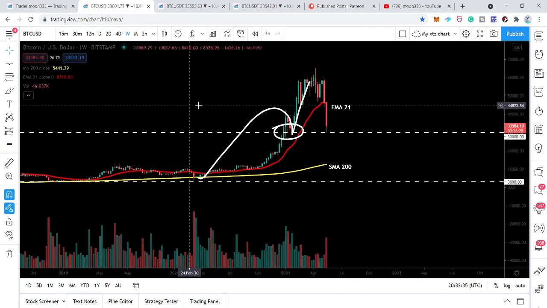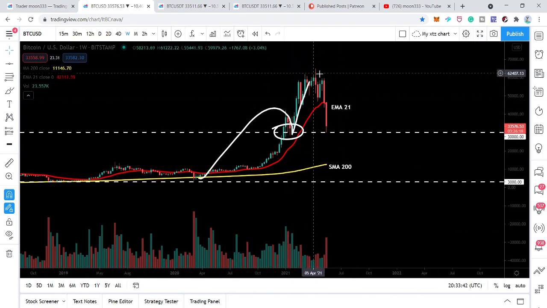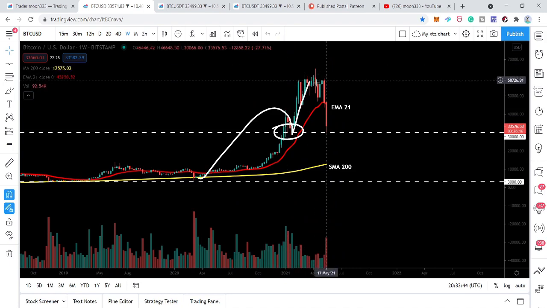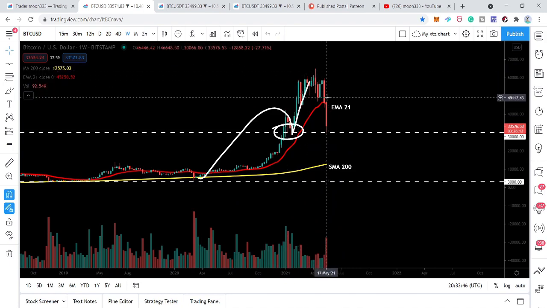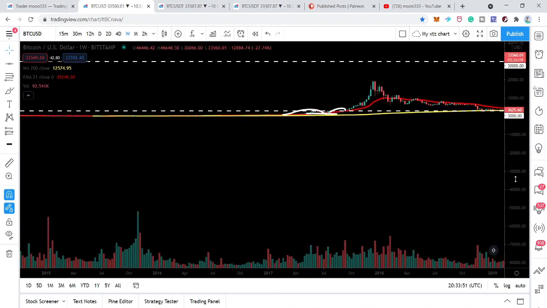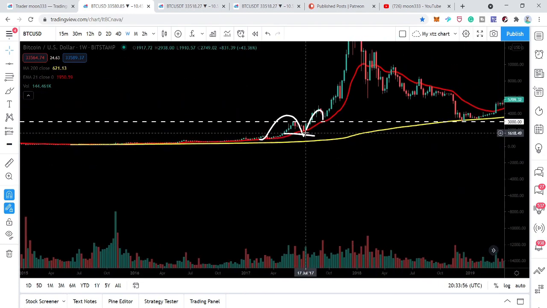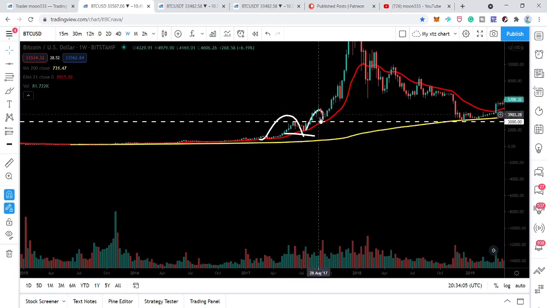However, we did not have the blow off tops like we had previously. We had nice accumulation distribution and consolidation here, and then the price action is moving down. So this move is kind of similar to this move, and the price action found support at $30,000 here. So unless this $30,000 support is broken down, we can expect that we are at this phase of the Bitcoin bull run cycle.